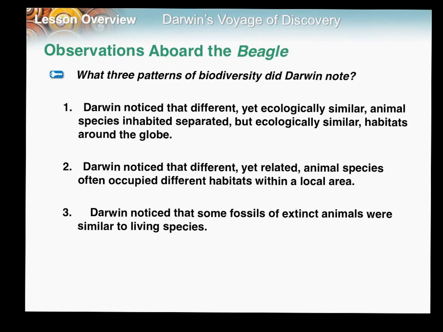So, what patterns of biodiversity, remember that's the diversity of life, did Darwin note? First, he noticed that different, yet ecologically similar animal species would inhabit separate, but ecologically similar habitats around the globe. And I'm going to explain that here in just a second. He also noticed that different yet related animal species would often occupy different habitats in the same local area. And Darwin also noticed that some fossils of extinct animals were similar to living species.